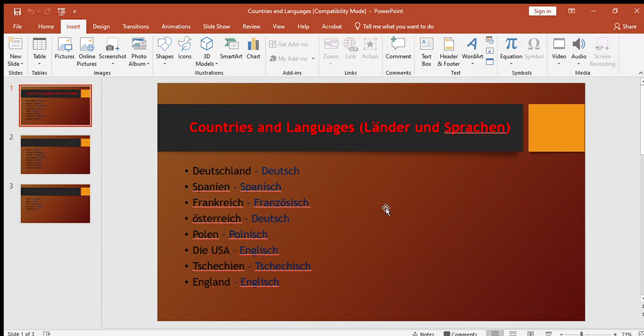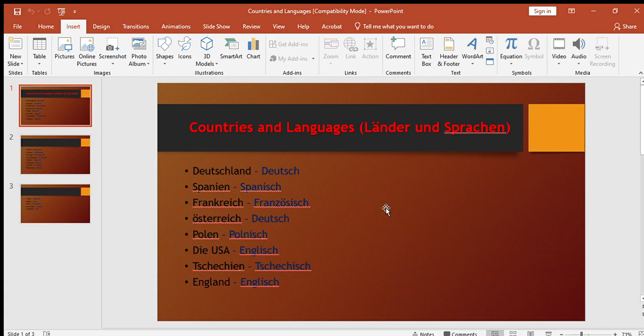Deutschland. Deutsch. Once again, Deutsch. Spanien. Spanisch. Frankreich. Französisch.